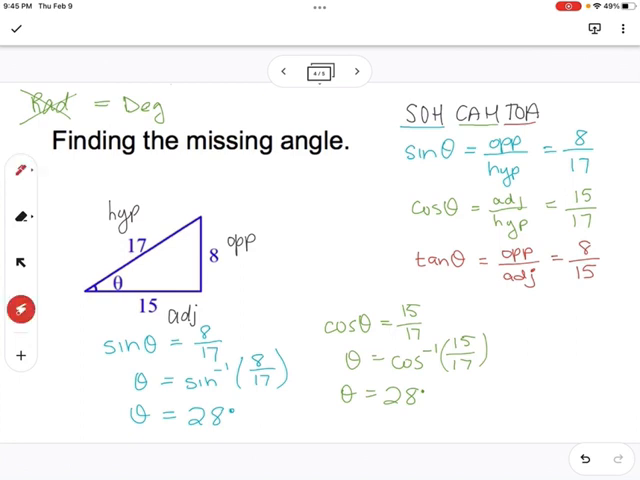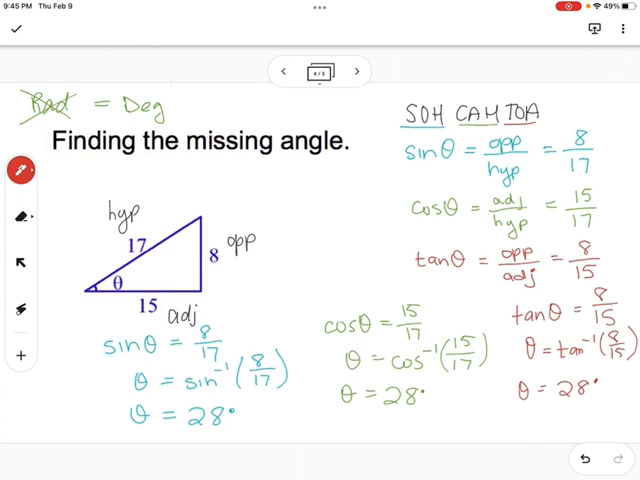The last one I'll show you is tan. So tan theta equals 8 over 15. We want to solve for theta, so we need to move tan to the other side. It'll be a tan inverse. In my calculator, I'm putting 8 divided by 15 equals. I'm pressing second and my tan inverse, and the theta will be 28 degrees.